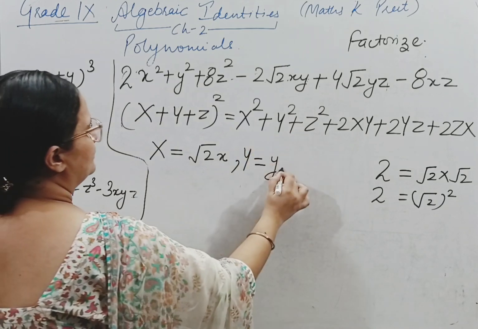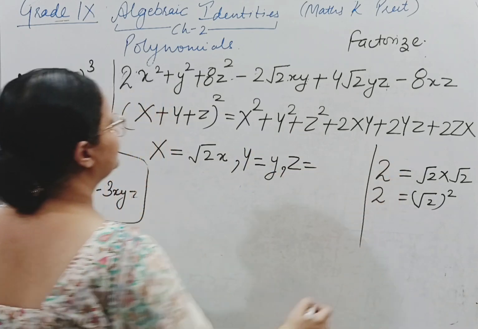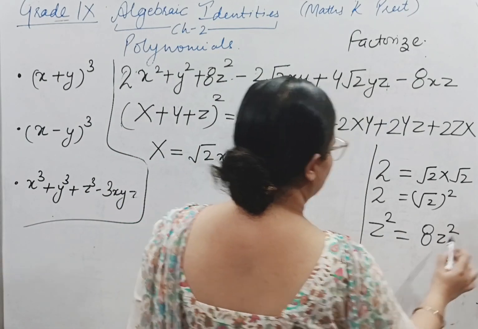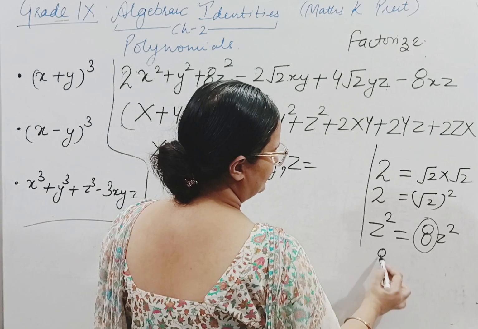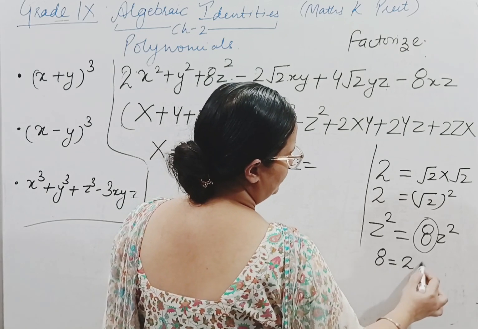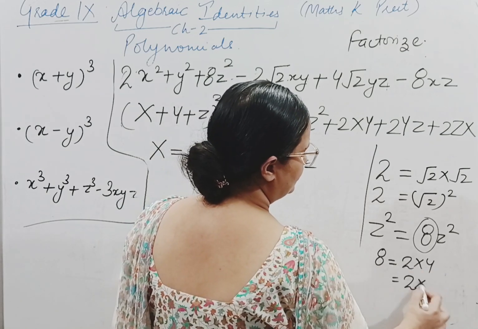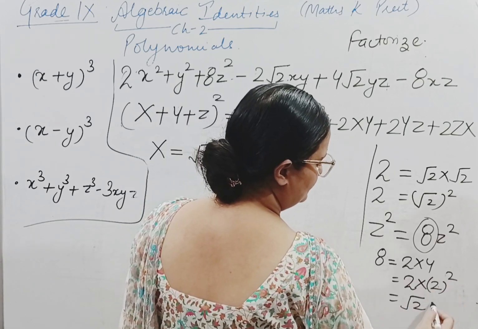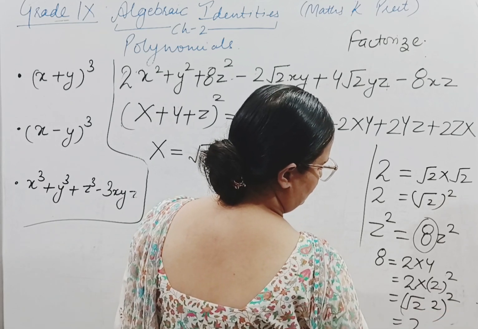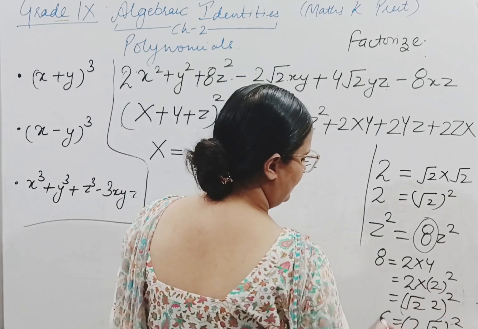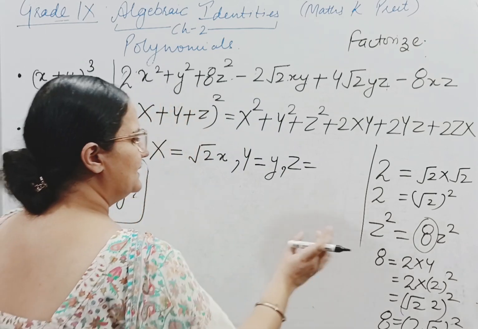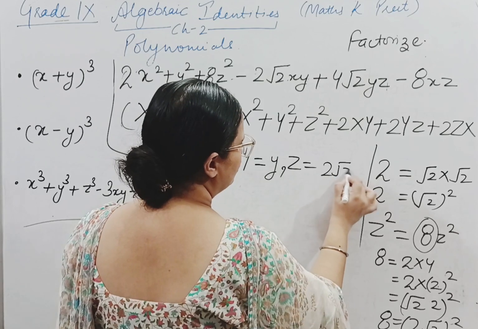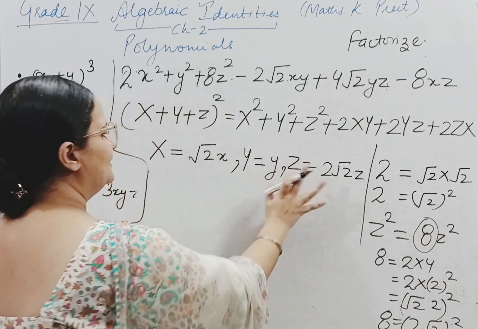Now z square. From here I am getting capital Z square is equal to 8z square. So if I have to make whole square of this, let's see, 8 can be written as 2 into 4. Yes, 2 4s are 8. I can write this 4 as 2 square. This 2 can be written as root 2 whole square. So 8 can be written as 2 root 2 whole square. To make it a whole square, this is already in a whole square. So I can compare Z as 2 root 2 small z. Fine. So these are the values.